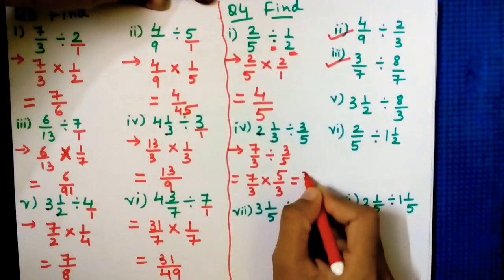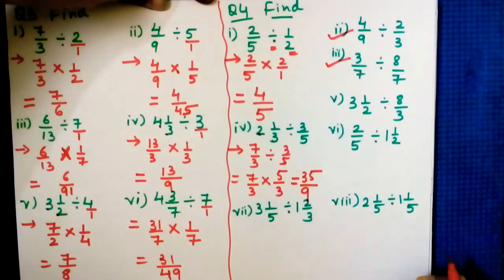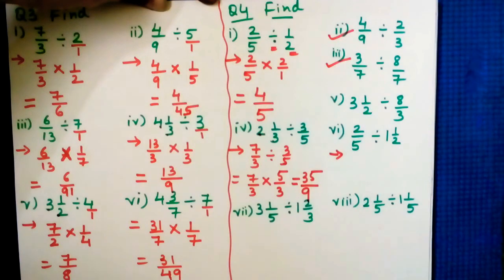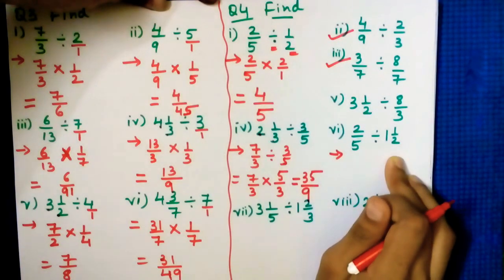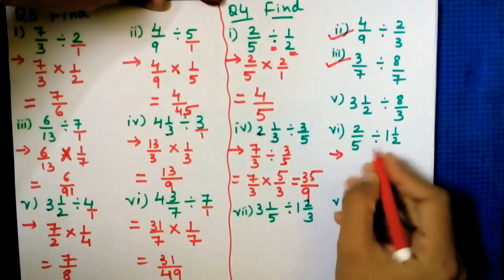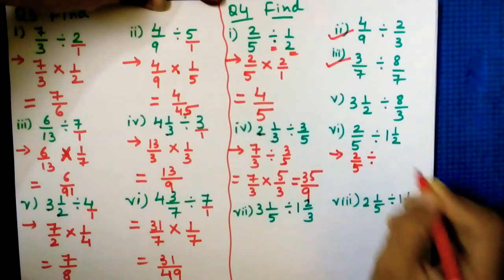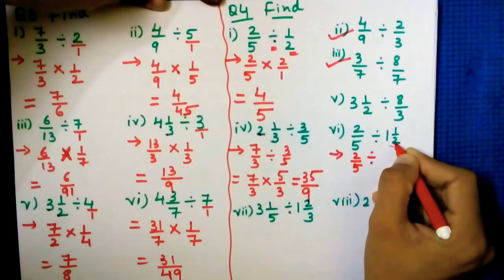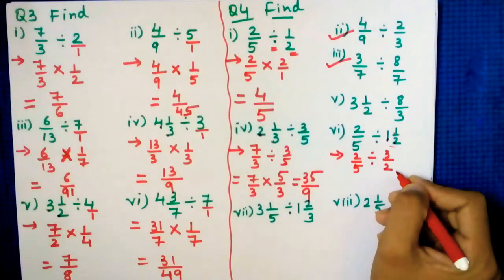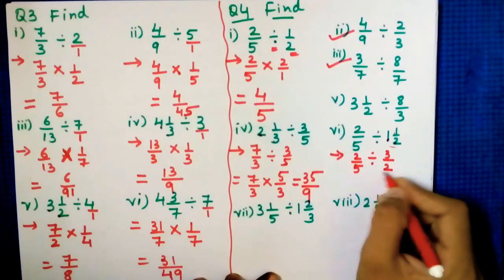Now here cancellation is not possible. So 7 5s will be 35, and here 3 3s will be 9. So 35 upon 9 is our answer. Now sixth one, first part we will keep same. Now here improper fraction is given. So first we will convert this, and then we will take reciprocal. So 2 upon 5 will be same, division sign same, and now this we will convert. So 2 ones are 2 plus 1, 3. So 3 upon 2. So we have converted.